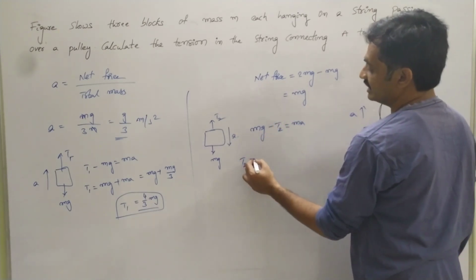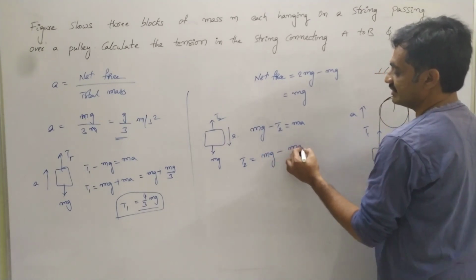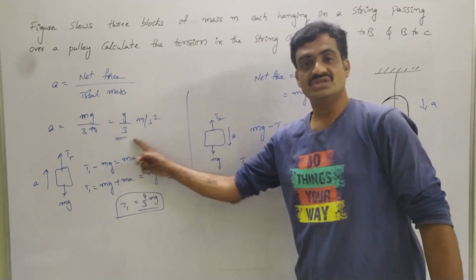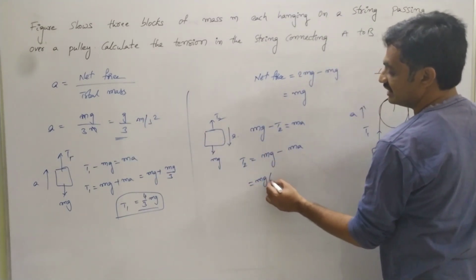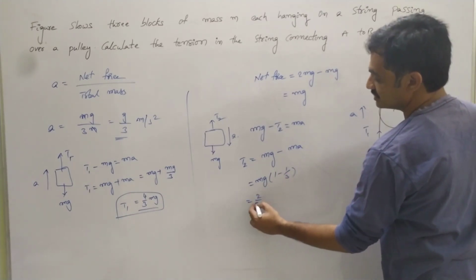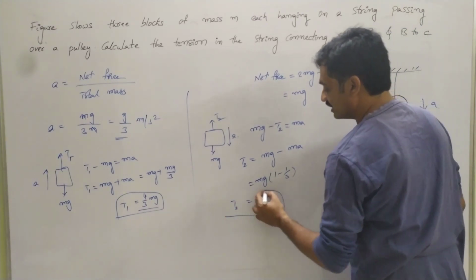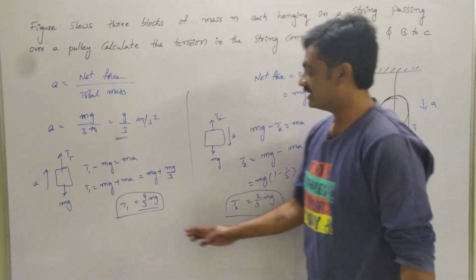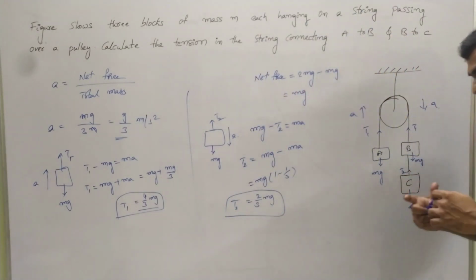From this we have T2 is equal to mg minus ma, where a equals g by 3. As we substitute, we have mg into 1 minus 1 by 3. So here we get 2 by 3 of mg. This represents the tension T2. So here we have derived tension T1 as well as T2. Take a screenshot, we will continue.